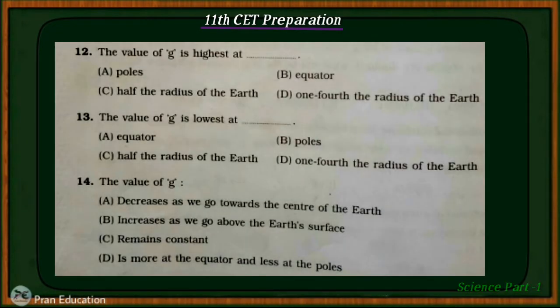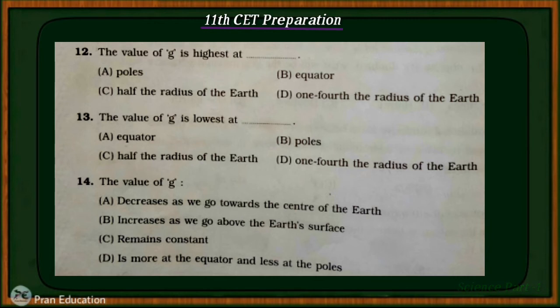Twelfth. The value of g is highest at dash. Options: A, Pole; B, Equator; C, half the radius of the earth; and D, 1/4 the radius of the earth. The correct option is option A, Poles.